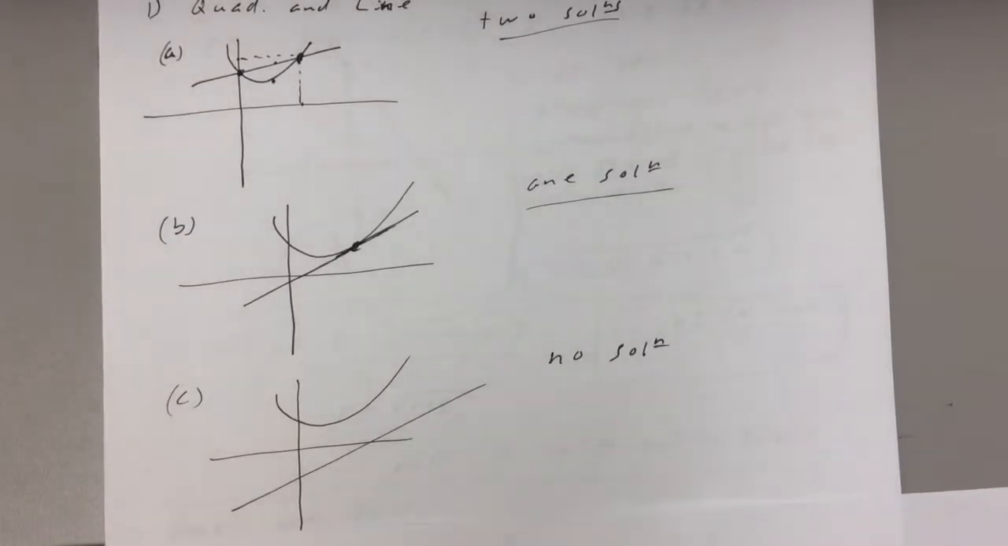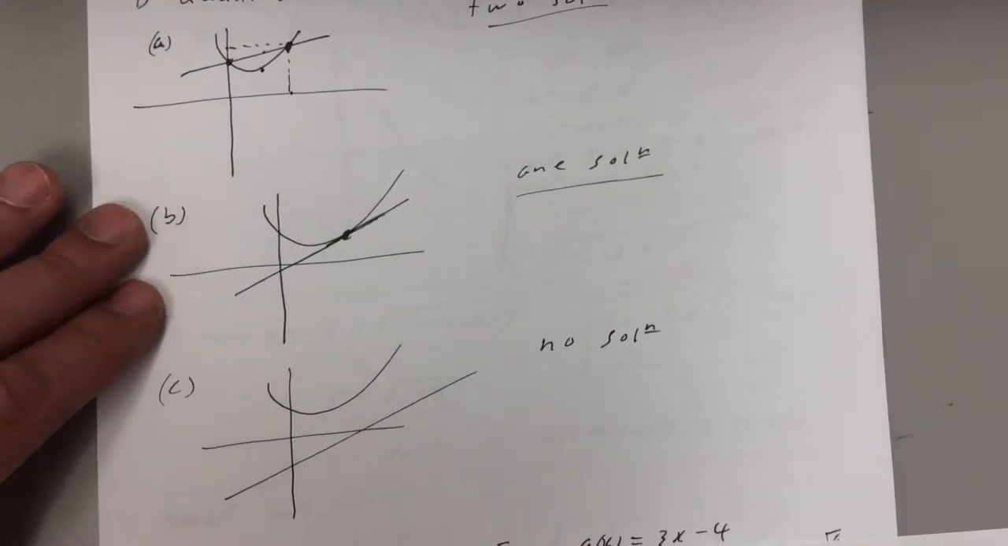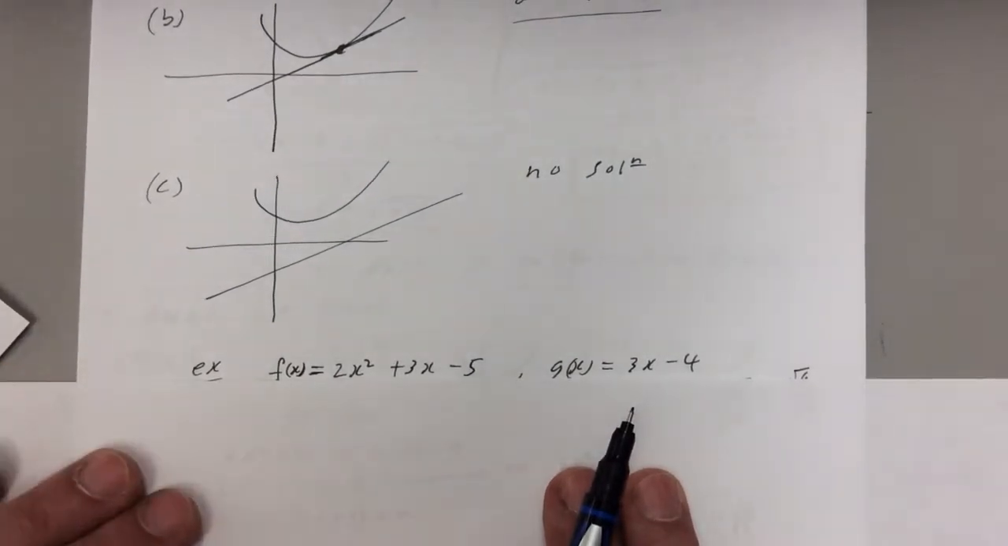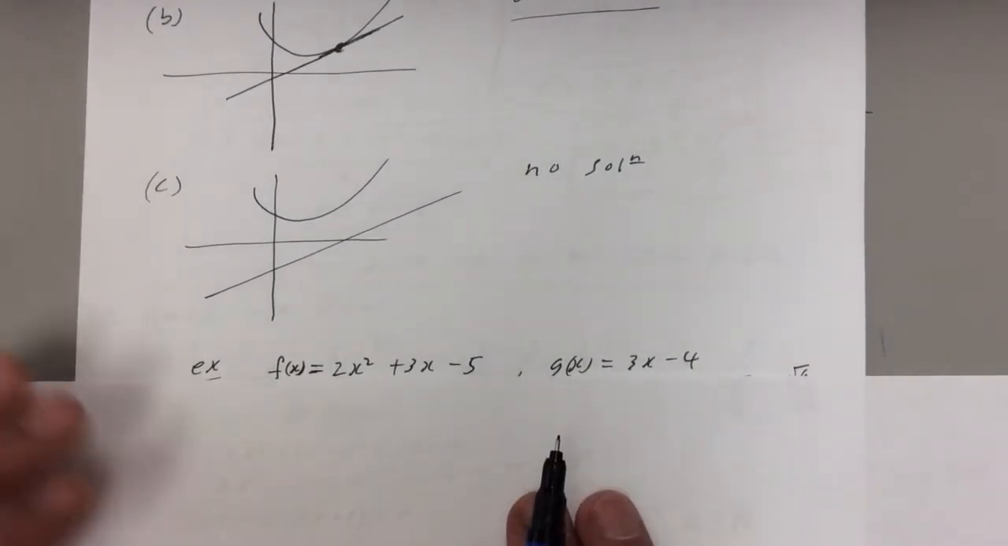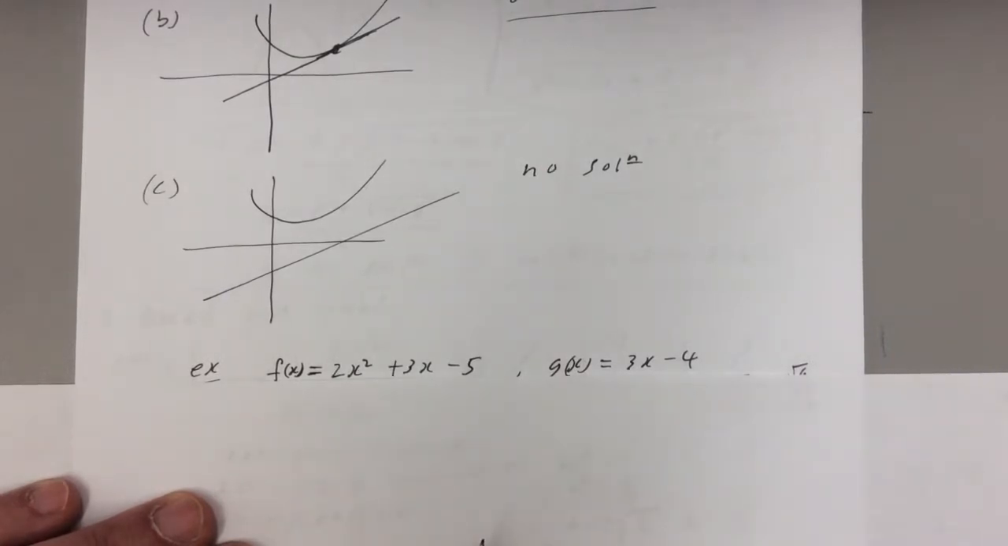Okay, so what does this look like mathematically? Let's take a look at an example here. So we've got an example of f of x equal to 2x squared plus 3x minus 5. Another one where it's g of x equals 3x minus 4.